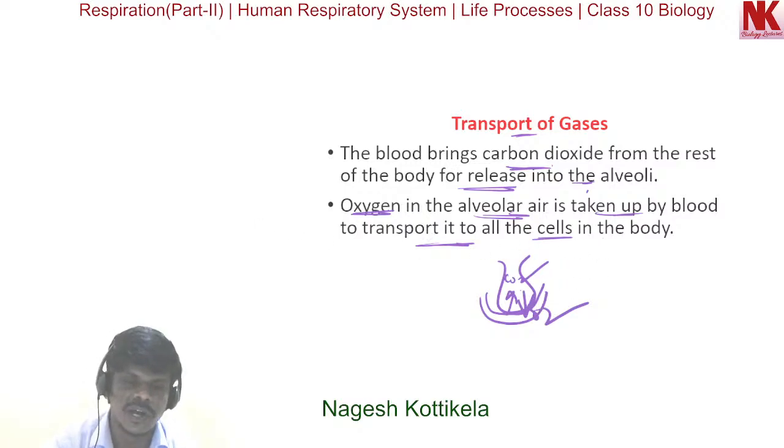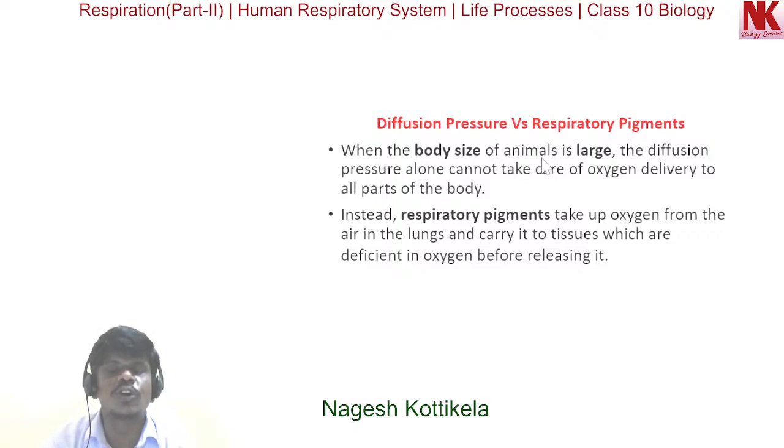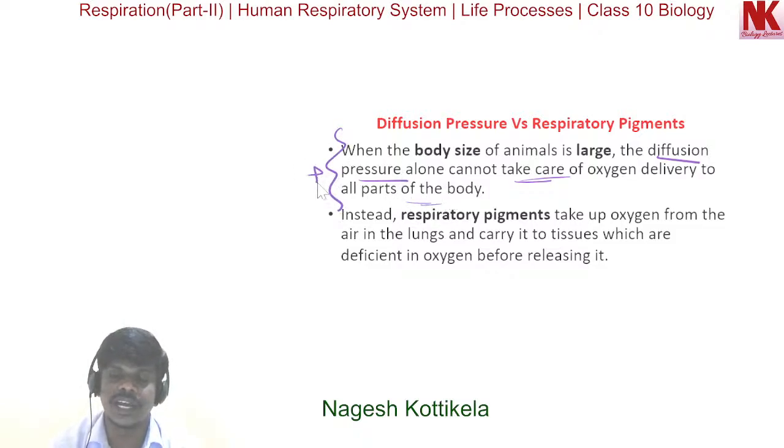Now when the body size of animals is large, the diffusion pressure alone cannot take care of oxygen delivery to all parts of the body. Very, very important statement. I repeat this once again. When the body size of animals is large, the diffusion pressure alone cannot take care of oxygen delivery to all parts of the body. Instead, respiratory pigments take up oxygen from the air in the lungs and carry it to tissues which are deficient in oxygen before releasing it.